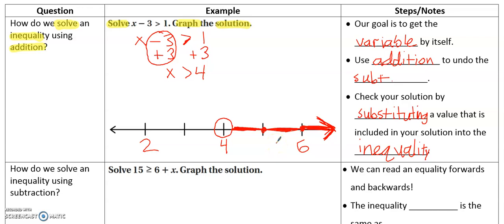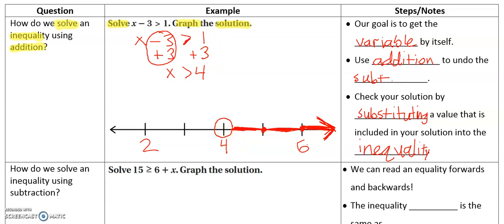So 6, for instance, right? 6 is highlighted. If I substitute 6 in for x, 6 minus 3 is 3. Is 3 greater than 1? Yes. What about 4? My claim is that 4 is not a solution. If I substitute 4 in for x, 4 minus 3 is 1. Is 1 greater than 1? No. 1 is equal to 1. So, of course, 4 is not a solution. So it looks like this all worked out.